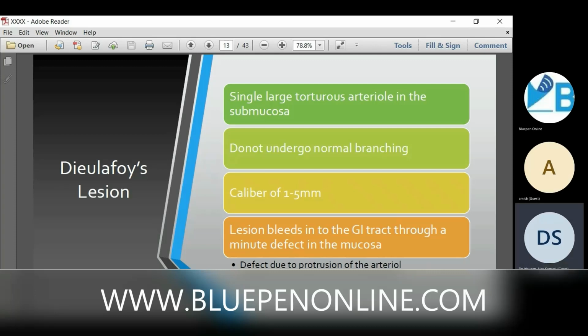Since it's dilated, when food passes through it, it will cause a rupture of this arteriole. The lesion bleeds into the GI tract through a minute defect in the mucosa. When the food passes through it, there will be a small injury to the arteriole because of its protrusion, and it will cause bleeding into the GI tract. You understood what is Dieulafoy's lesion? It is a tortuous arteriole. Remember, it's a varicose type of arteriole, because varicose is actually seen in veins. I'm just comparing it with a vein, but remember, it is an arteriole.